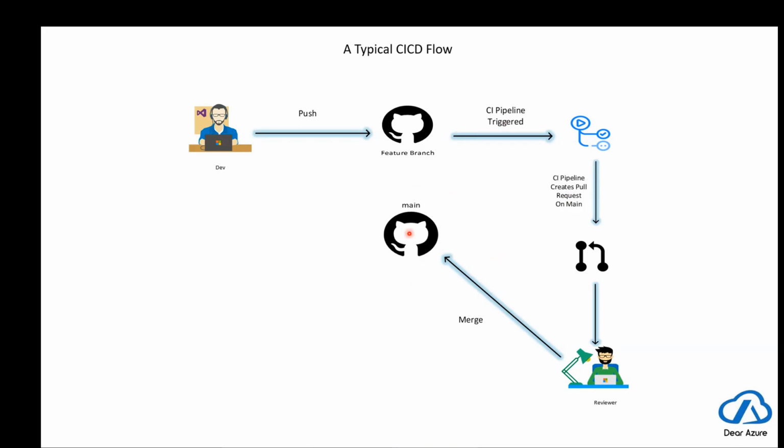Once the code is merged into the main branch, it triggers another continuous delivery pipeline, which deploys your code to Azure. Now, in our demo, whenever this merge happens, we are going to deploy the code in stages. So when the merge happens, it builds the code first, and then there is a job which deploys the code to the pre-production branch.